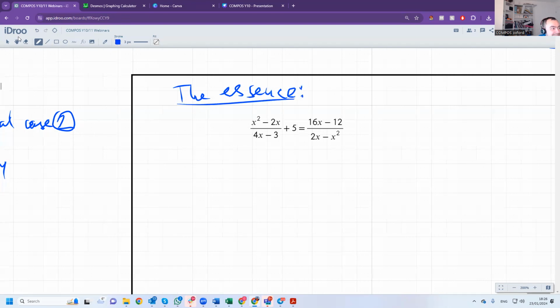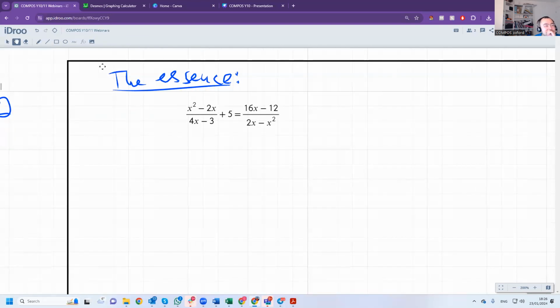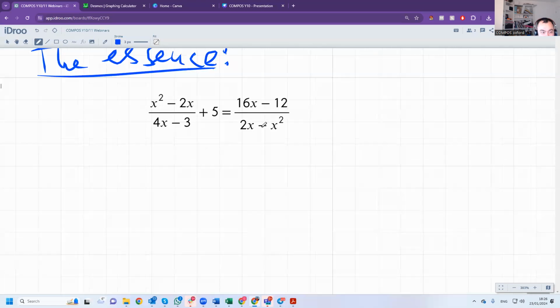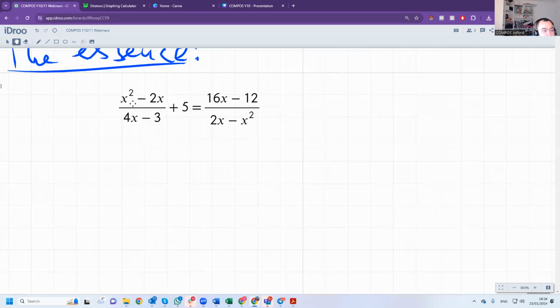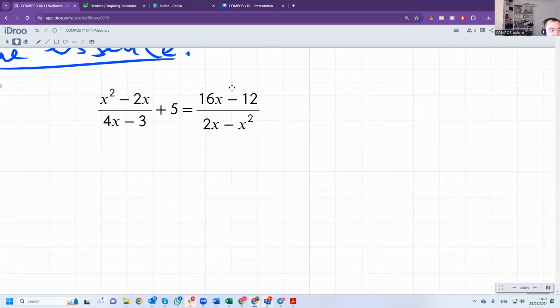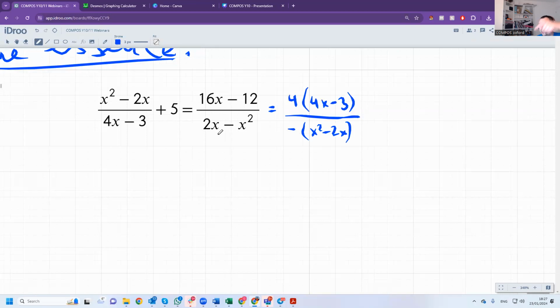The essence. Okay, so you will notice that these fractions look fairly similar. So what I'm going to do with the second fraction, I'm going to take the 4 out, and it becomes 4x minus 3. And on the bottom, I'm going to take minus out, so it becomes x squared minus 2x. If I take a minus out, I change the signs automatically.